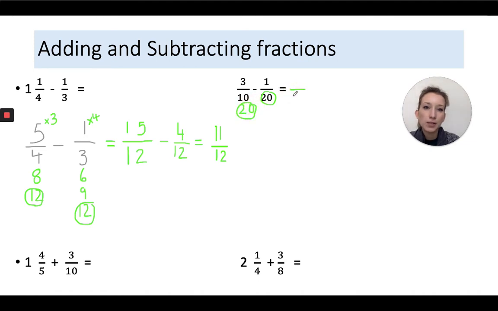So here we've got something 20ths, subtract something 20ths. We've had to multiply 10 by 2, so we're going to have to multiply 3 by 2, in which case we've got 6. And then we're multiplying by 1 or itself, so we're just sticking with our 1. So 6 over 20, take away 1 over 20, is 5/20. Okay. Have a go. See how you get on with these two at the bottom.